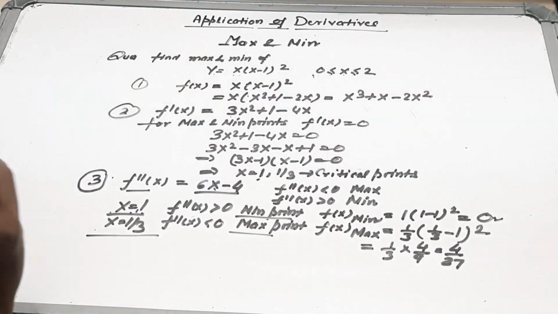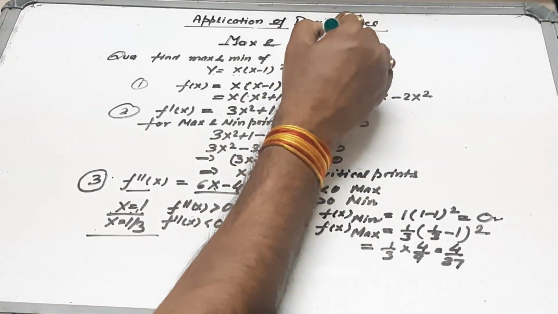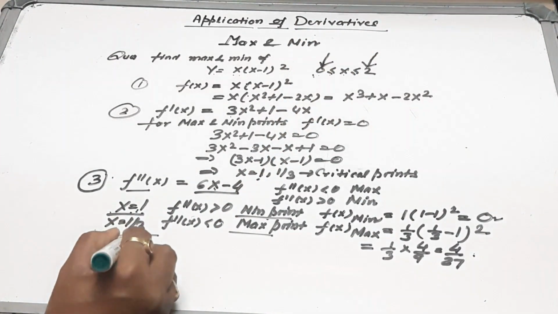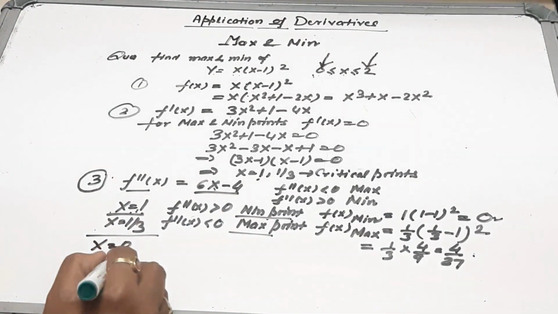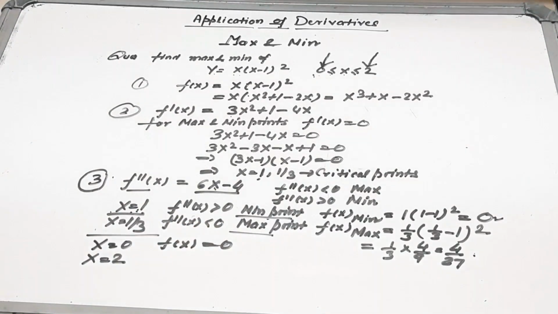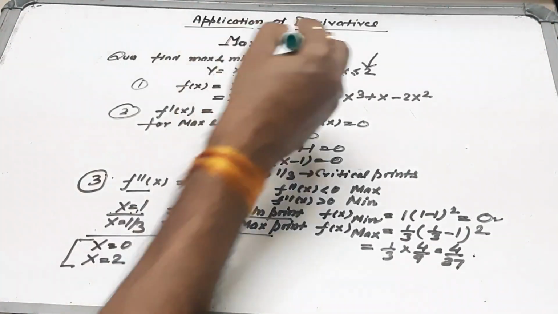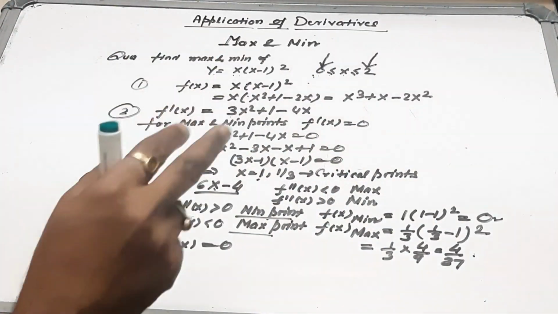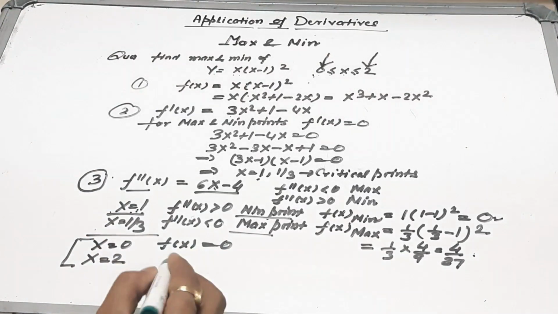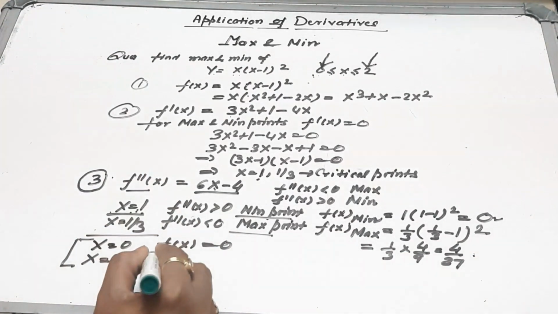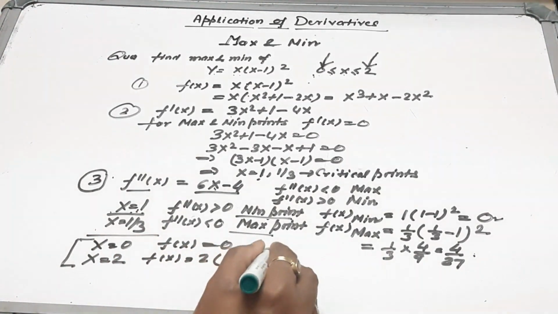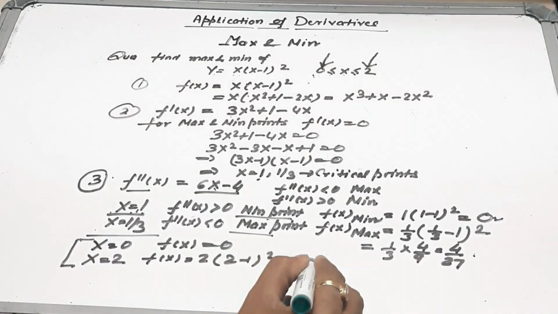But one thing I also told you: you have to check the function value at the end points also. So two more points you will consider for checking, that is x is equal to 0 and x is equal to 2. At x is equal to 0, you will find f(x) is equal to 0. These are also considered as critical points. The start point and end point must also be checked for the complete maxima and minima of the function. So at x is equal to 0, f(x) is equal to 0, and at x is equal to 2, you will get f(x) equal to 2 into (2 minus 1) whole square, and this is equal to 2.